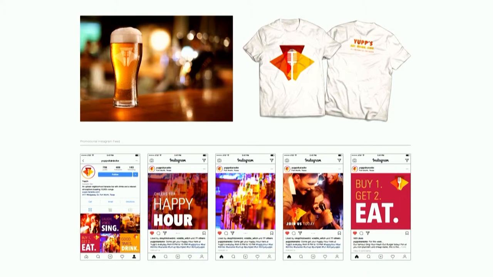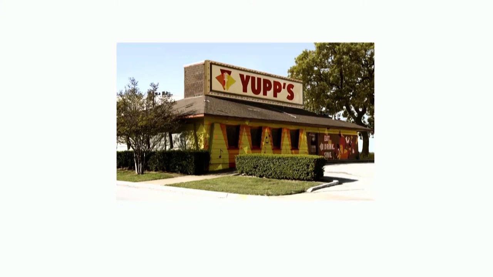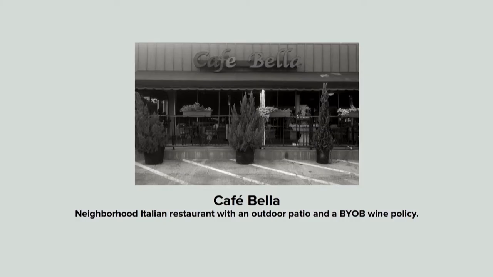So it really expands the kids' portfolios, too, because they're having to deal with almost a real business, but imagine what the deliverables might be. And this is how she might color brand it. This is a business that's in a strip center. It's Cafe Bella. And it's actually one of my favorite places to go because I can bring my own bottle of wine.